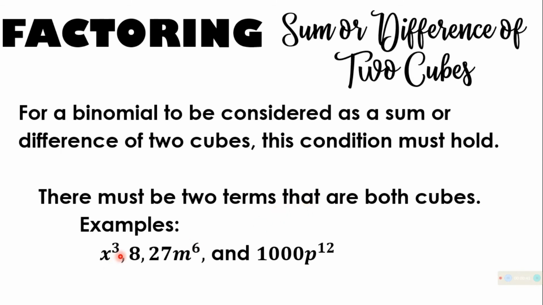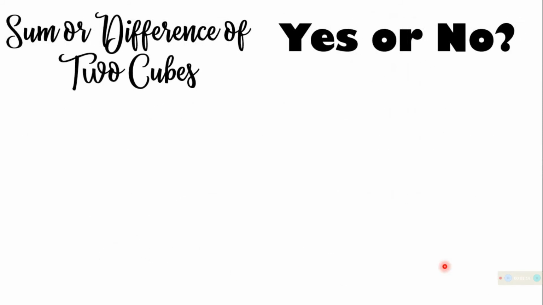So, we have x cube. Ayan. So, this is an example of a term that is a perfect cube kasi yung kanyang exponent ay divisible by 3. We have 8, 27m to the 6th, and 1000p to the 12th power. So these examples are terms that have a perfect cube. Okay, so let us have some examples of binomial and let us determine if this binomial is a sum or difference of two cubes or not.